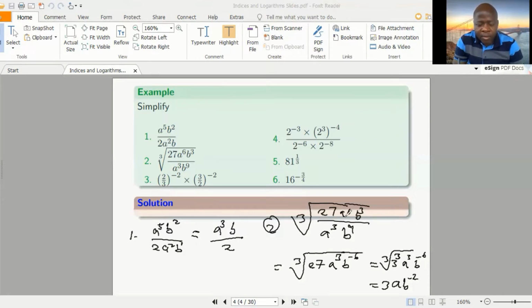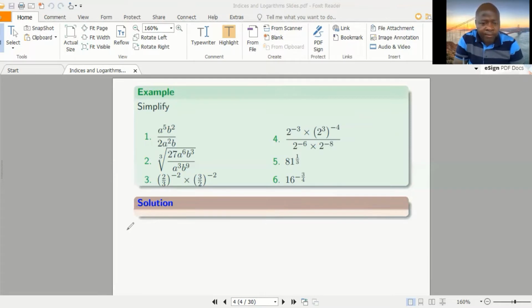So what I'm emphasizing is this part. 6 minus 3 is 3, and 3 minus 9 is negative 6. And that's how we divide these numbers. And so after that, getting the cube root just means multiplying these powers by a third. So 3 by a third is 1. 3 by a third is 1. Negative 6 by a third is negative 2. That is the answer.